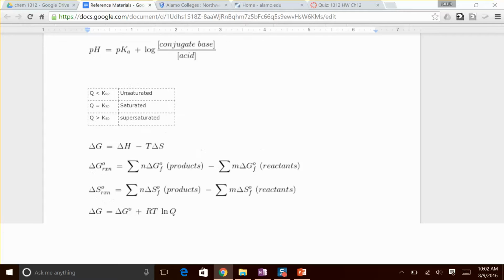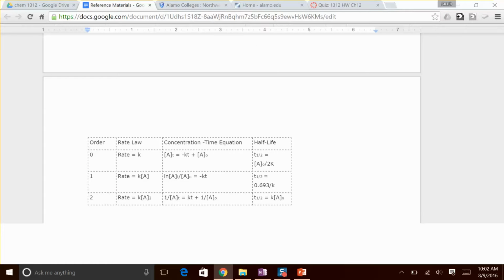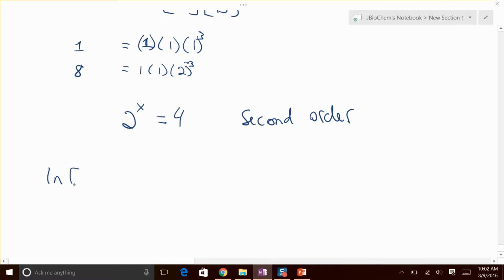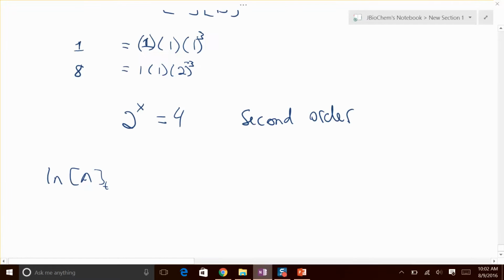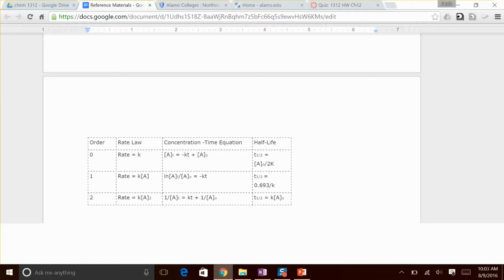So here, if I go to my rate equations, it's a first order. So I'm going to be using the natural log of A at time over A initial equals negative kt. That's the equation I'm going to use. And what am I solving for? A at time. What is the concentration at the time? That's what I want to know. So, let's see here. Natural log of A at time, over, so it's a ratio, over A initial, equals negative kt.